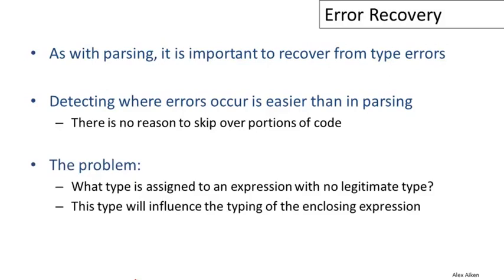The problem, though, is what type should we assign to an expression that has no legitimate type? The type checker works by structural induction, and it can't just get stuck. So if we find some sub-expression that has no type that we can meaningfully give it, we still have to do something with it so that we can type check all the expressions that surround it.